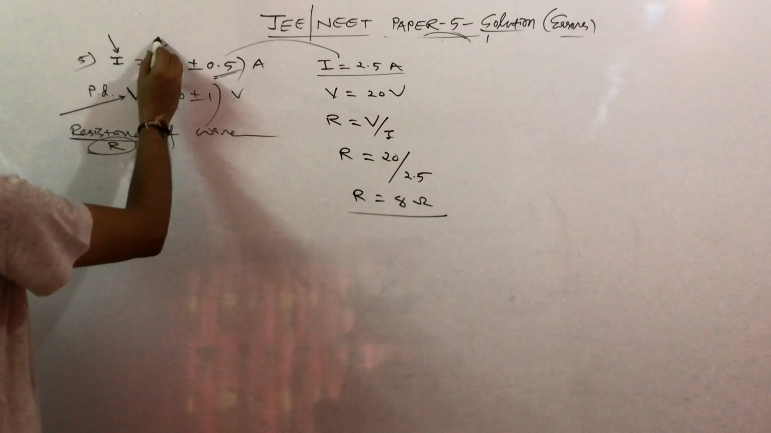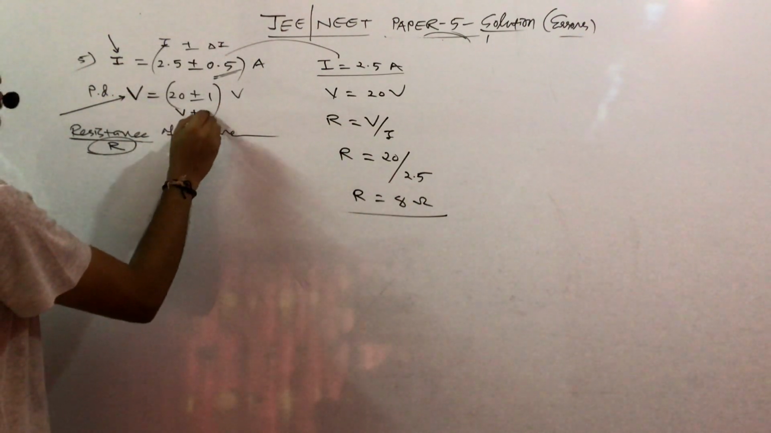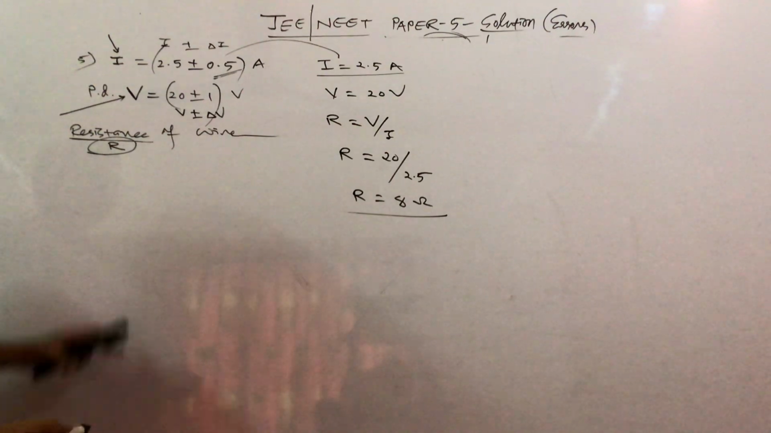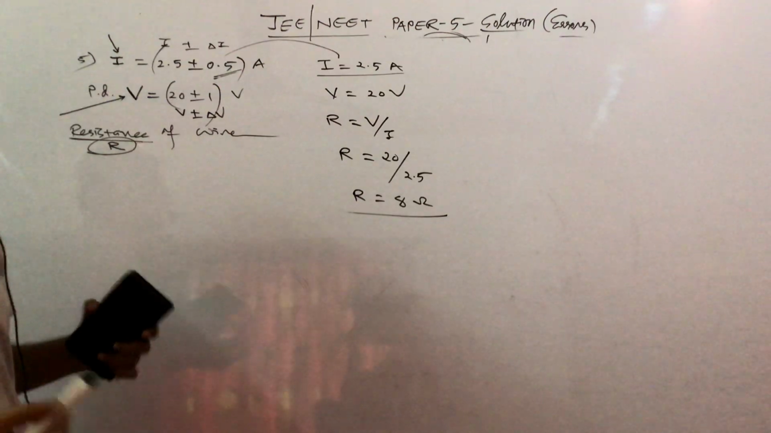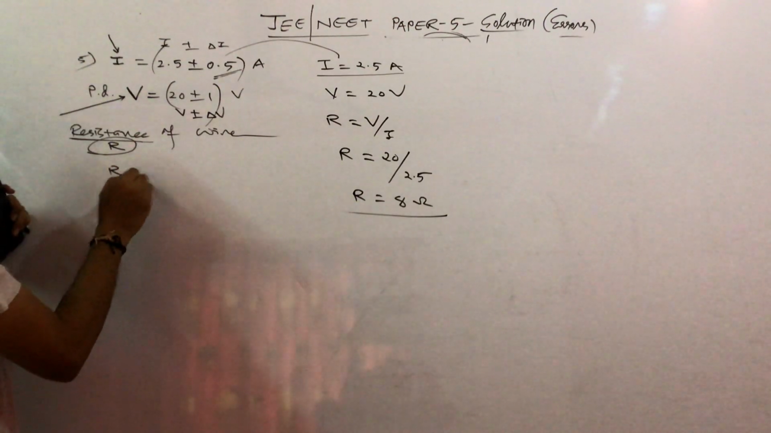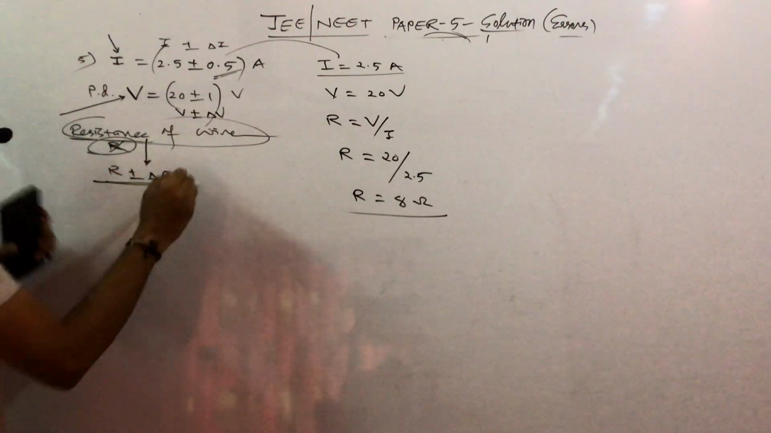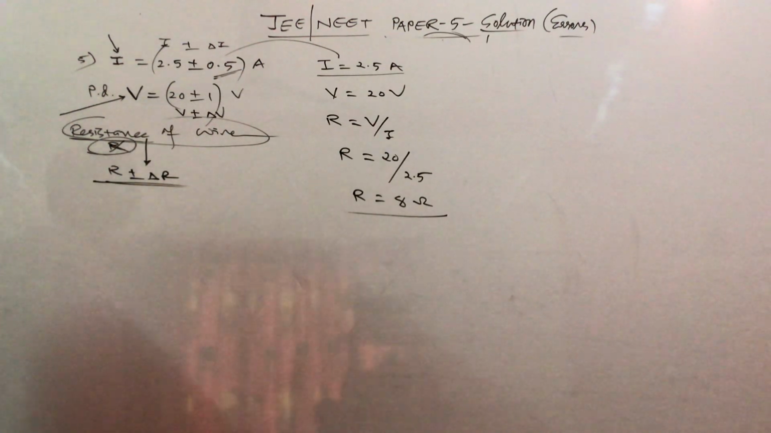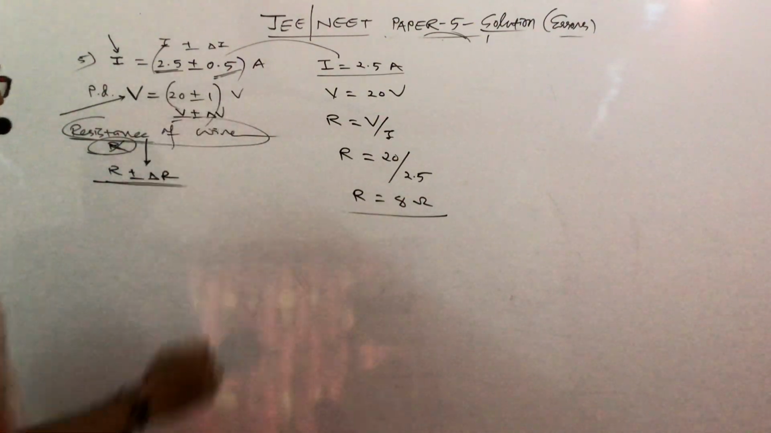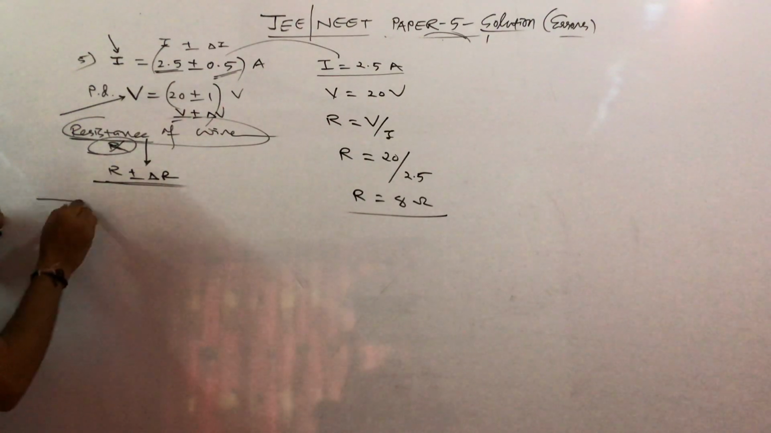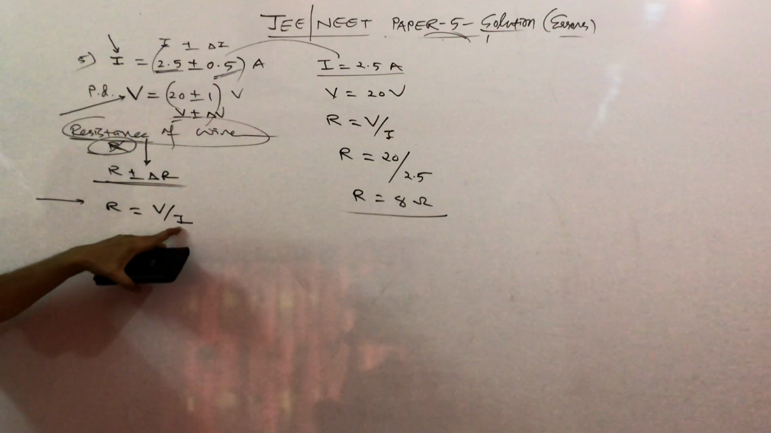Just as current is written as I plus or minus delta I, and voltage as V plus or minus delta V, obviously we have to find the resistance not in pure form but with its error. So what is the resistance of the wire? R plus or minus delta R. First we found R as 8 ohm by considering only the pure values, but now we have to find delta R. To find delta R, once again as per Ohm's law, I can write R is equal to V by I. Here V is divided by I.